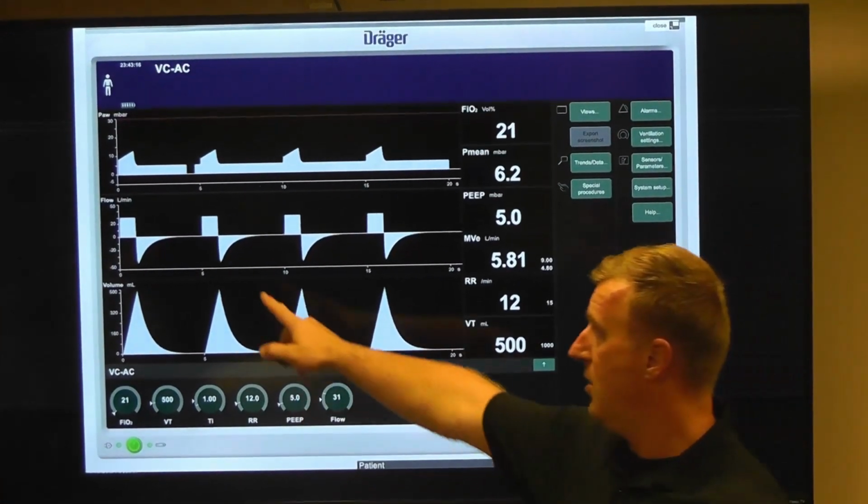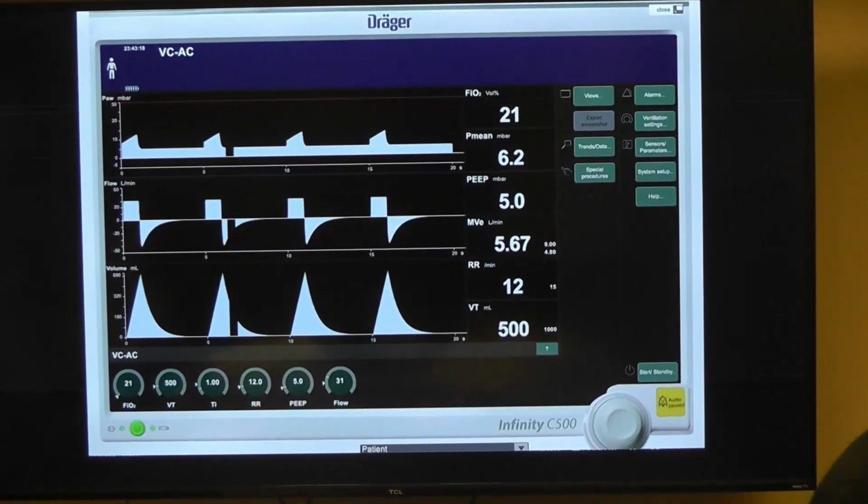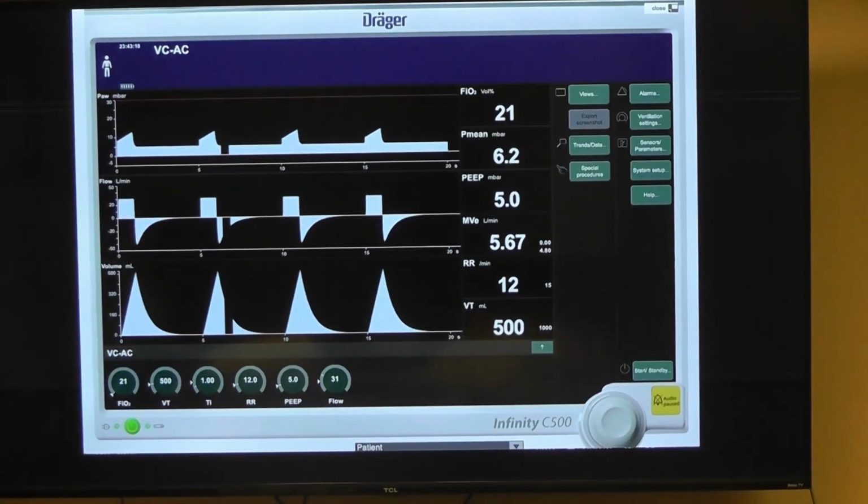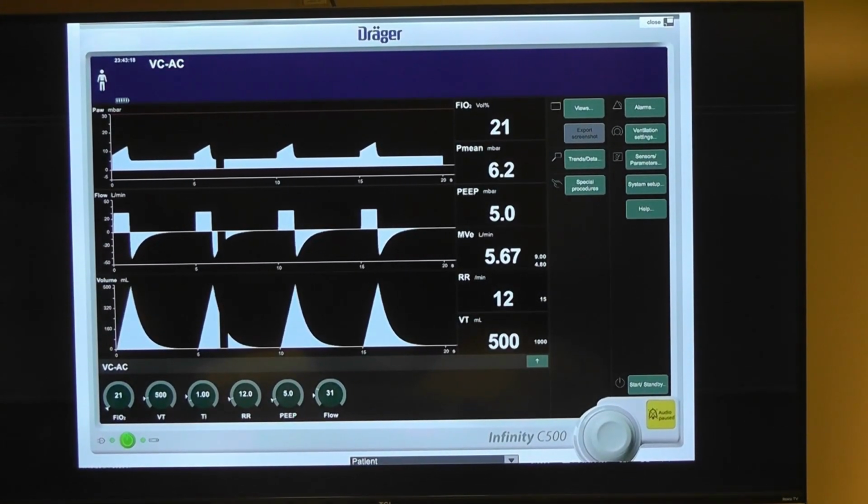Now if we look at our flow waveform, it almost looks like our pressure waveform in the pressure control slide. It's square. In this case it turns on at 30 liters a minute, right? And it maintains 30 liters a minute for 1 second. The reason it does that is I told it I want 500 cc's of tidal volume. It knows that if it blows at 30 liters a minute for 1 second, it'll reach 500 cc's of tidal volume. Does that make sense? So this is how true volume ventilation works with a square constant waveform. Okay?